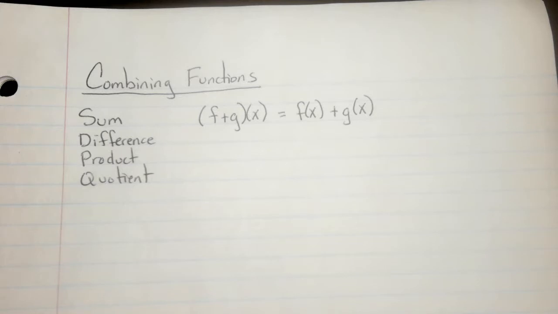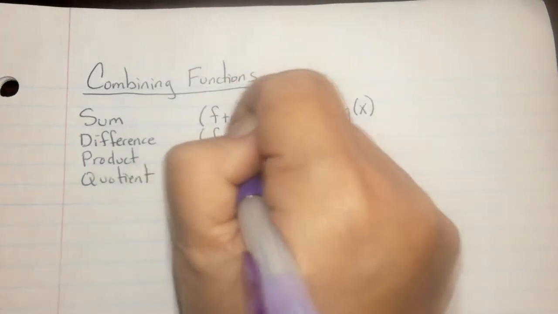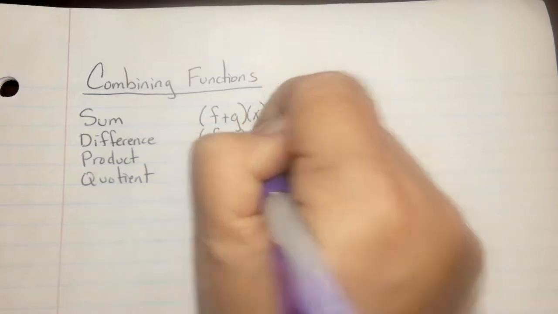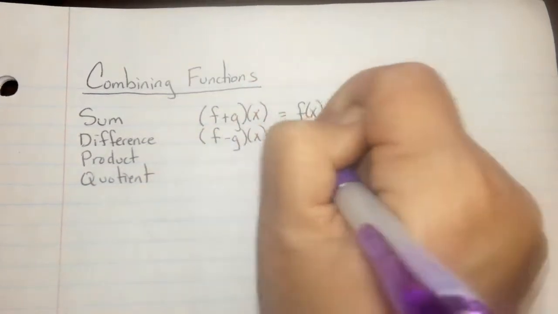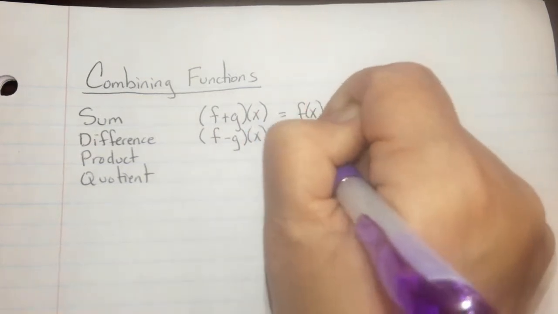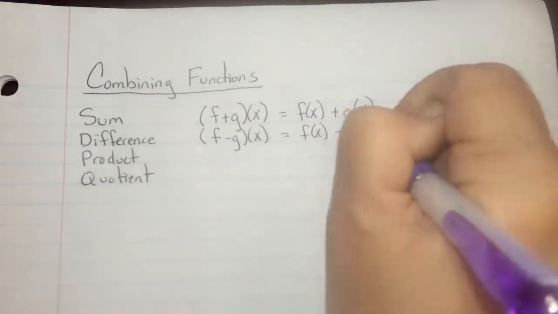Alright, then we have the difference. So our difference would be f minus g of x. So we're going to subtract function g away from function f. And for that, you just take function f of x, and then you subtract function g of x.